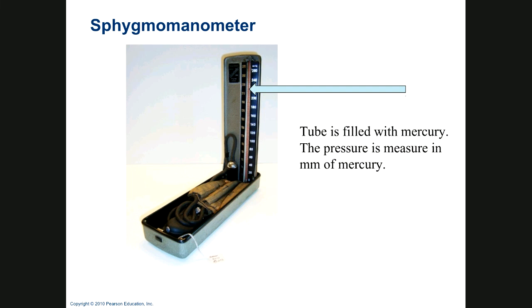Okay, the sphygmomanometer. This is the old blood pressure machine, and the tube here was literally filled with mercury. And this, you can't really see it, but this marks the millimeters. It goes all the way up to 300. And the higher the pressure on this cuff, the higher the mercury goes up in the tube. So that's how we measure our blood pressure in millimeters of mercury. Not many people have little glass tubes of mercury running around anymore.